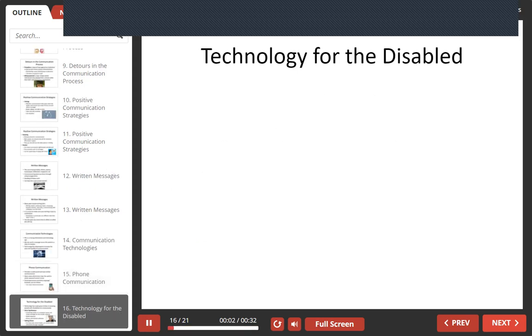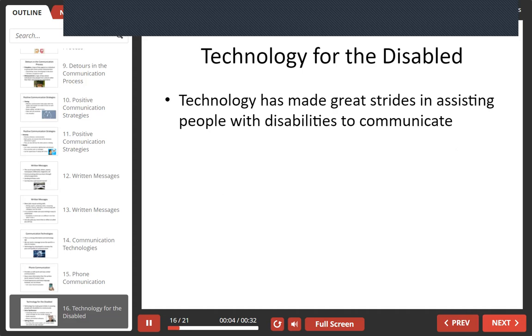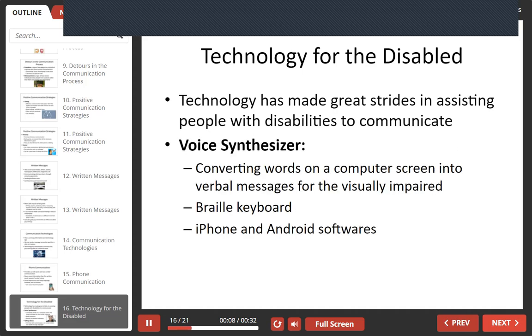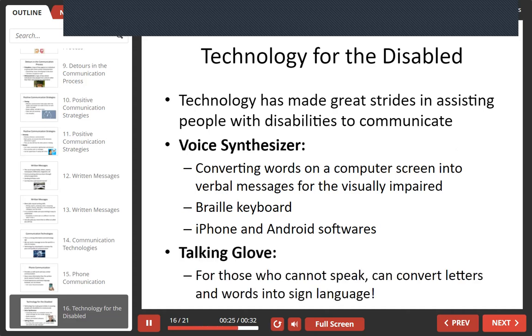Technology has made it so much easier for disabled people to communicate, such as the creation of the voice synthesizer, which converts words on a computer screen into verbal messages for the visually impaired, and the Braille keyboard, for example, which is available on both iPhone and Android software. Another type of technology for the disabled is known as the talking glove. For those who cannot speak, it can convert letters and words into sign language.